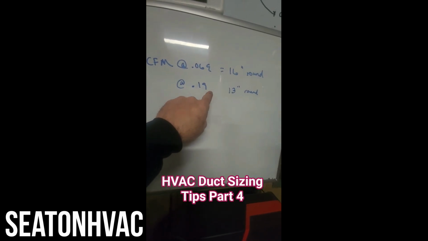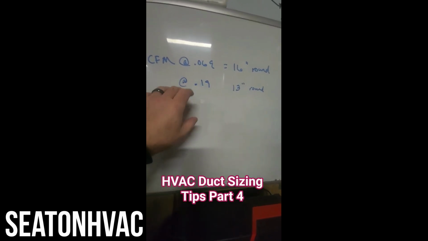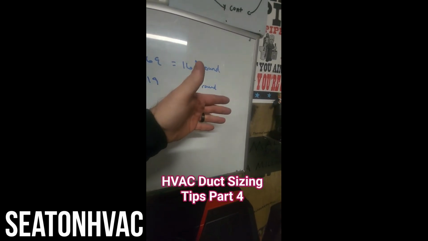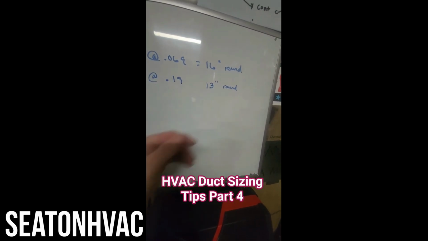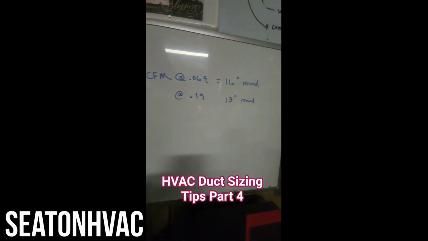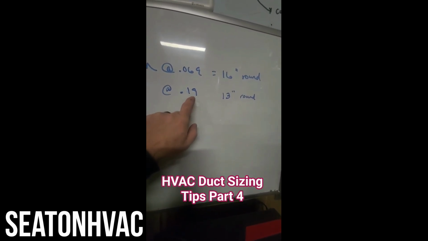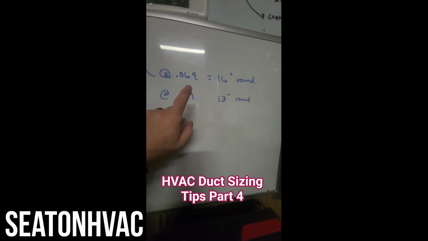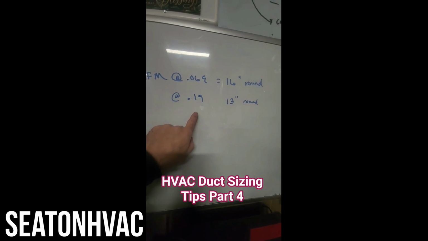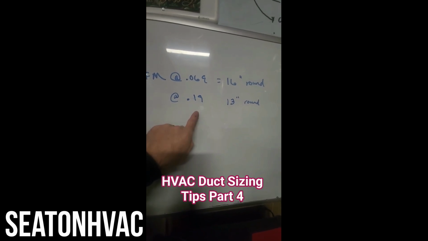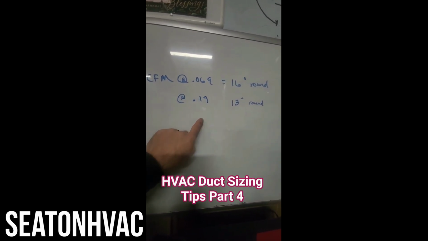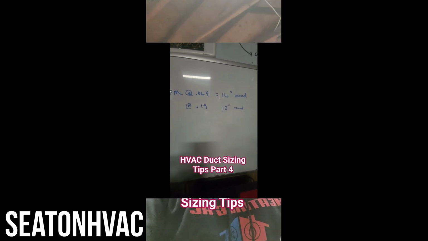1200 CFM at 0.19 friction rate, because we had our total equivalent length of our duct shorter, is equivalent to 13-inch round. Obviously, you're going to use 14, but you're going to use a lot less duct throughout your whole duct system if you keep this friction rate number down. And the best way to do that is to have more available static pressure and to keep your duct lengths as short as possible. Put the equipment in the middle of the house.